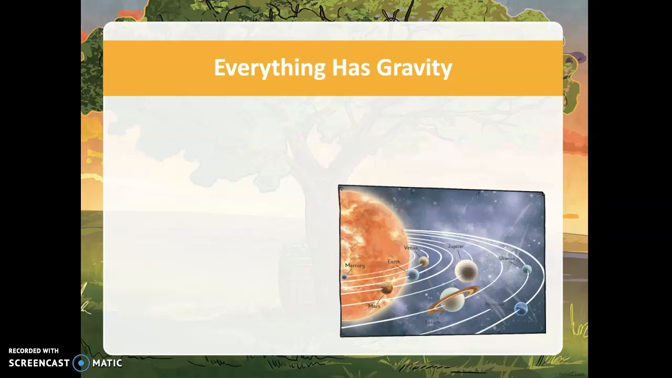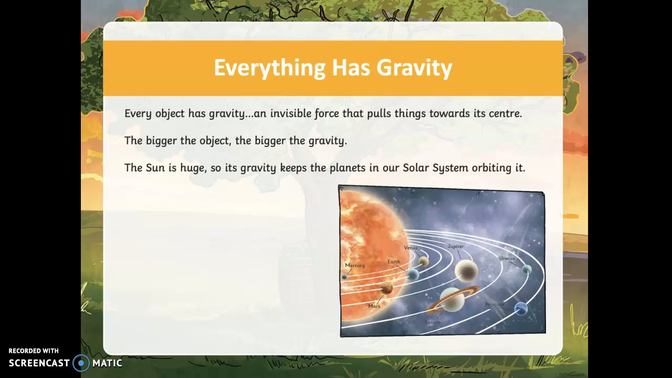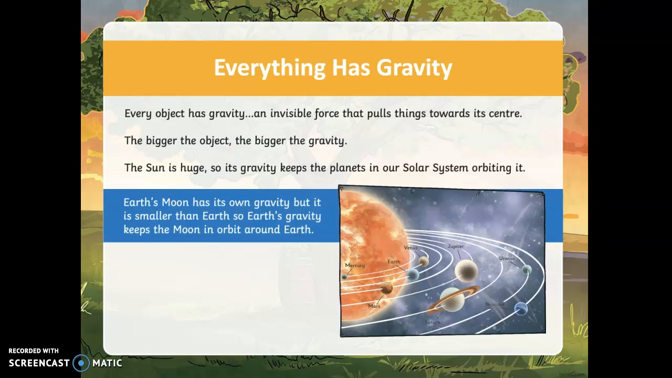So, everything has gravity. And when I mean everything, I mean every object has gravity. If it is made up of matter, it creates gravity, an invisible force that pulls things towards its centre. Now, the bigger the object, the bigger the gravity. So, for instance, the sun is huge, so its gravity is strong enough that it keeps all the planets in our solar system orbiting it.